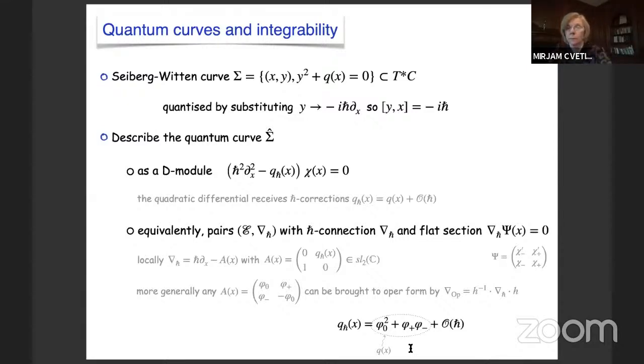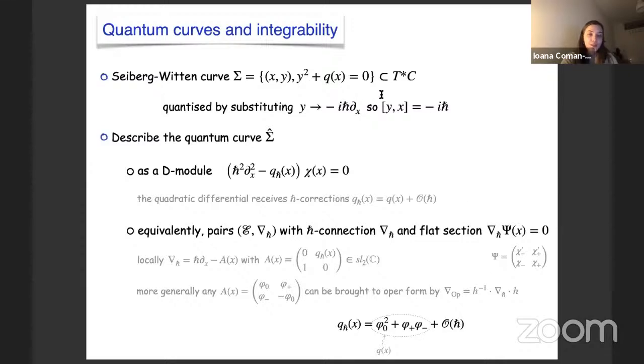Okay, so we can then turn to the quantum curves. So as I said, the Seiberg-Witten curve becomes quantized by turning this parameter y into a differential operator that acts on x. So the quantum curve is described by a second order linear differential equation, where the classical function q of x is allowed to receive quantum corrections. Now this formulation can be equivalently recast in terms of pairs given by a rank two vector bundle on the base curve C and an H-bar connection with a flat section psi that encodes the solutions to this differential equation. And in local coordinates, this connection can be expressed as an upper form, which has off-diagonal non-zero entries only, one of which is this meromorphic function Q of x.